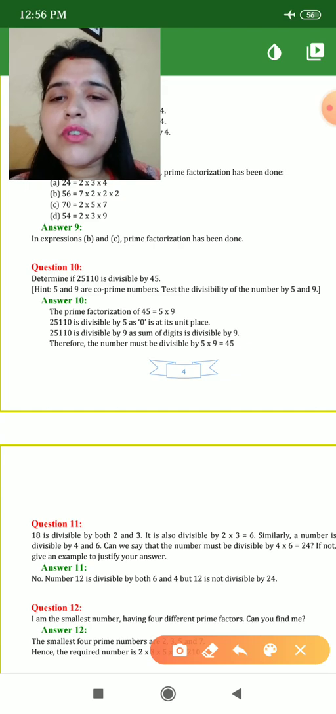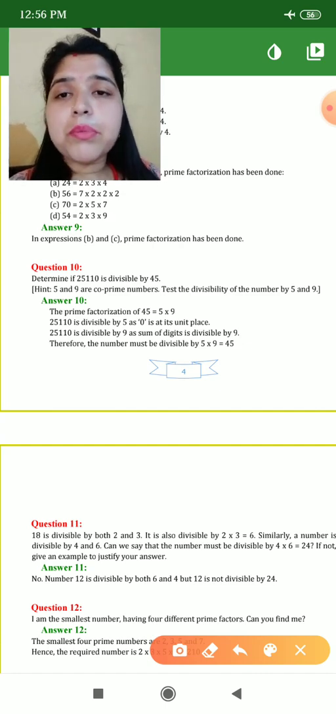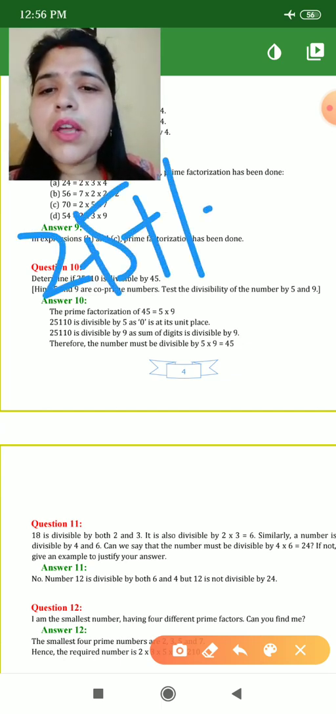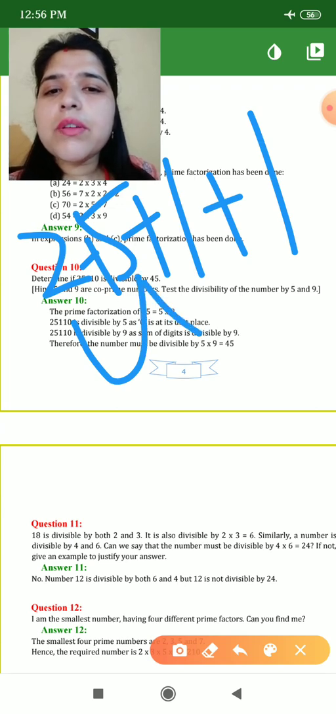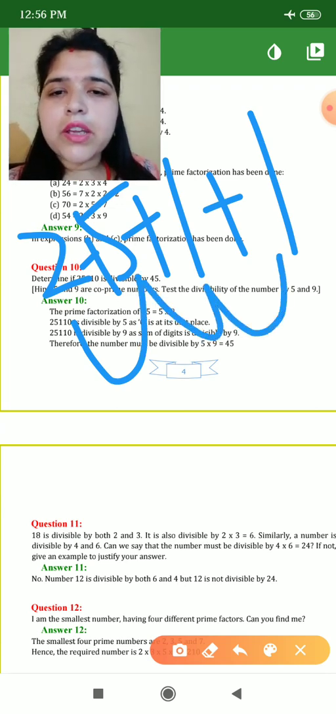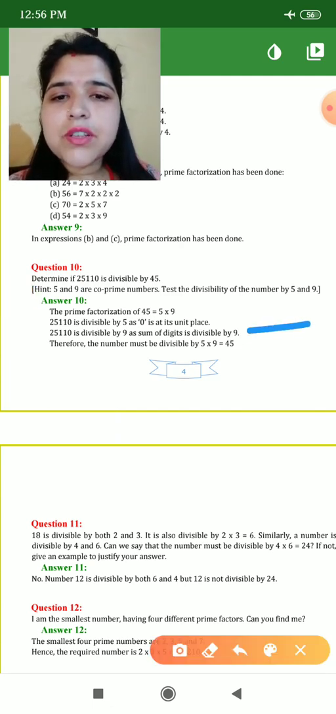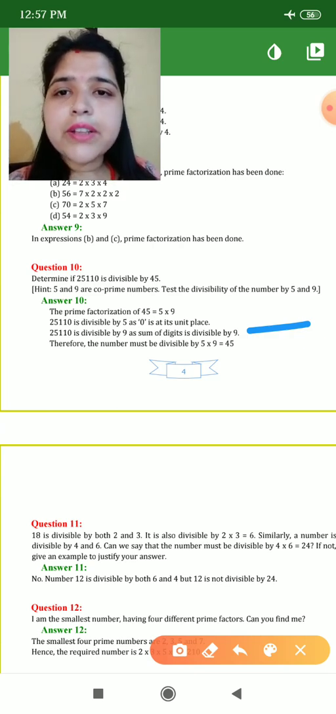Now the number given to you, 25110, is divisible by 5 because its unit place contains 0. So it is divisible by 5. And 25110 is divisible by 9 because for 9 and 3 we take the sum of the digits, like 2 plus 5 plus 1 plus 1. So 5 plus 2 is 7, 8 and 9. So it is divisible by 9. Same way, they have taken in the third line that the sum of the digits is divisible by 9. So therefore the number must be divisible by 5 into 9, that is 45.